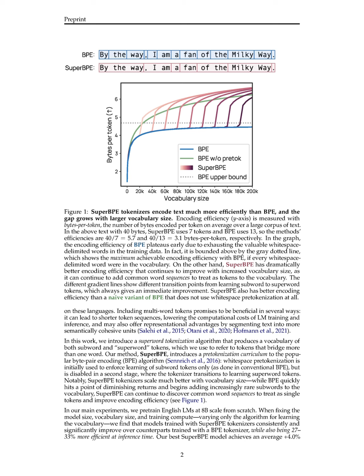SuperBPE addresses this gap by initially enforcing subword learning through whitespace pre-tokenization and then transitioning to superword learning, enabling the tokenizer to discover common word sequences as single tokens. This approach not only improves encoding efficiency, but also enhances model performance on downstream tasks, as evidenced by the significant improvements observed in models trained with SuperBPE compared to those using standard BPE.